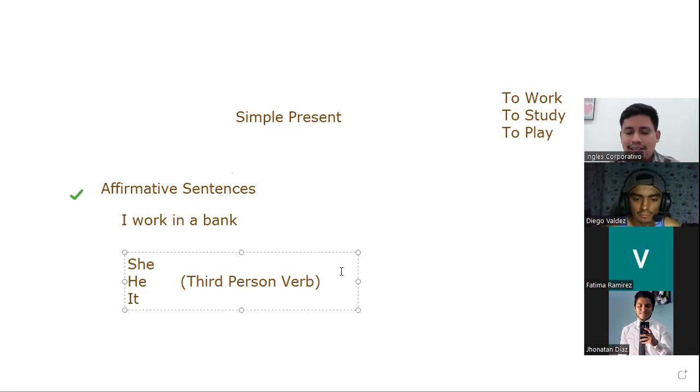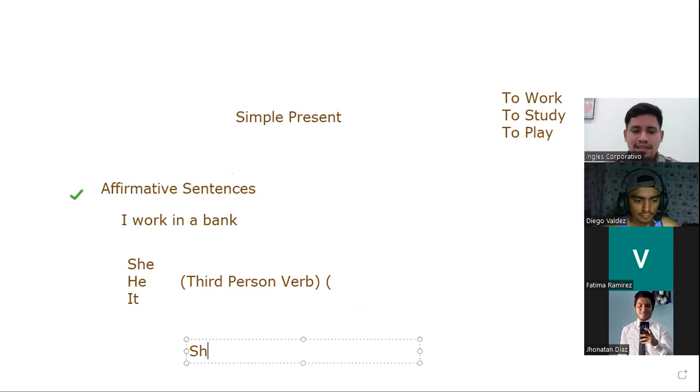¿A qué se le conoce como verbo de tercera persona? El verbo de tercera persona son aquellos verbos a los cuales les agregamos el sufijo S o ES, dependiendo de cómo se construya, o IES en algunos casos. Por ejemplo, si construyo una oración cualquiera, inicio mi oración con she, que sería un pronombre de tercera persona, y tengo que escribir un verbo. En este caso, el verbo no va a ser en su forma base, voy a retomar el work, ¿ok? Al work le debemos agregar una S para convertirlo en verbo de tercera persona. Esto únicamente ocurre si utilizamos uno de estos tres. Ya sea she, he o it, nuestro verbo debe llevar una S, una ES o una IES, dependiendo del verbo que utilicemos.